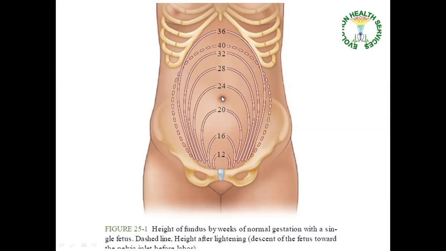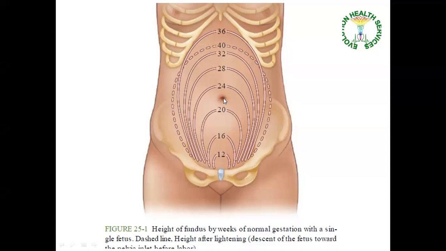This is the umbilicus, this is the pubic symphysis. During 16 weeks of pregnancy, the uterus is in between the umbilicus and pubic symphysis. During 20 weeks, the fundus of the uterus is just around the umbilicus, right?